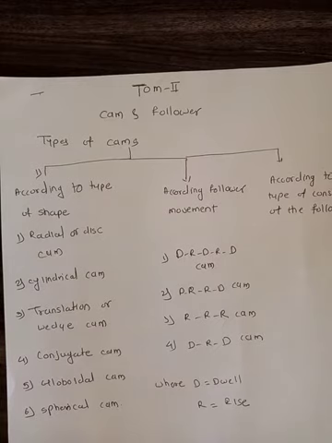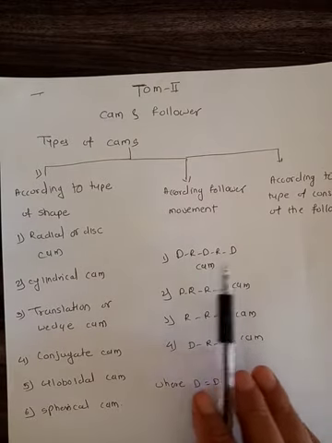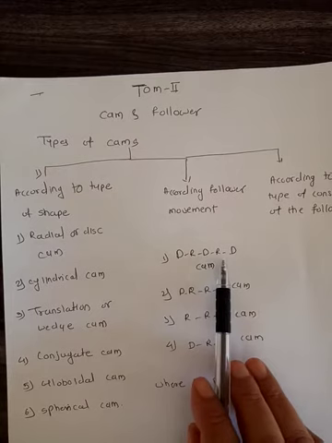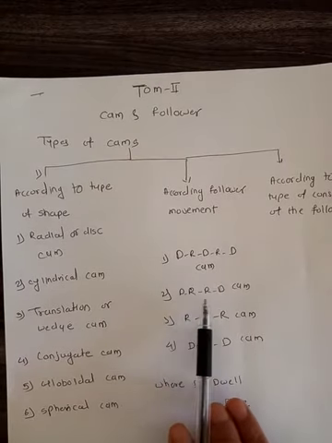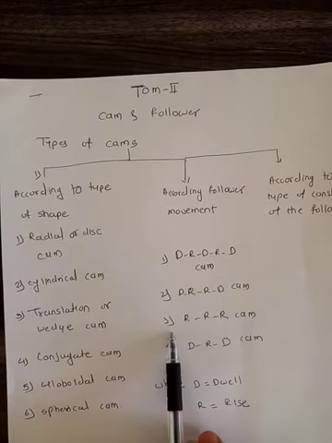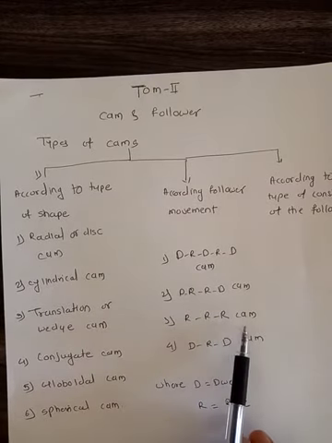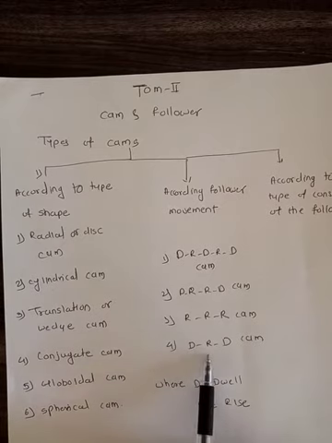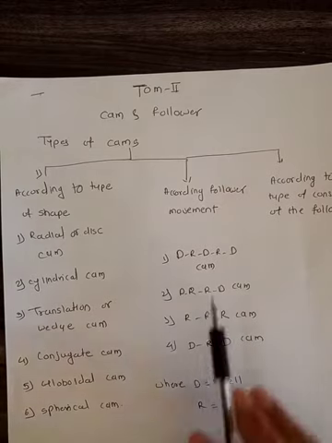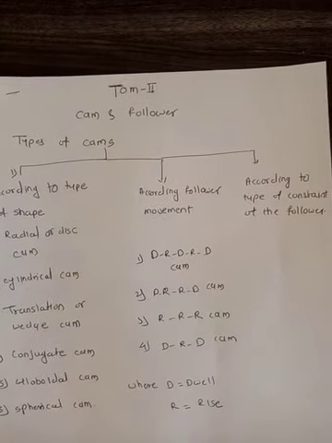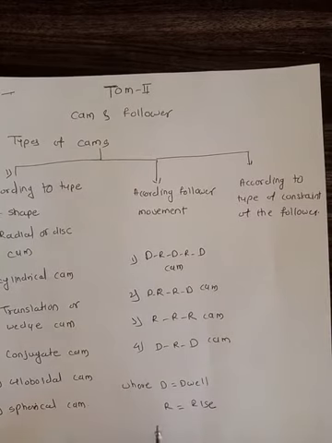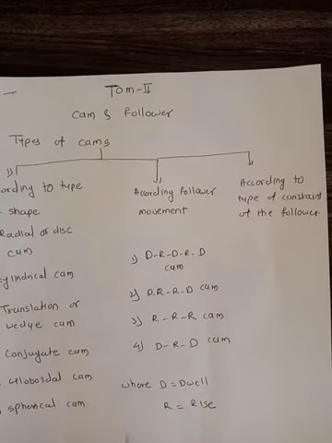There are four types: first, dwell-rise-dwell cam; second, dwell-rise-rise-dwell cam; third, rise-rise-rise cam; fourth, dwell-rise-dwell cam, where D is called dwell and R is called rise. This classification is very important to draw the cam and follower, and it is important according to follower movement.